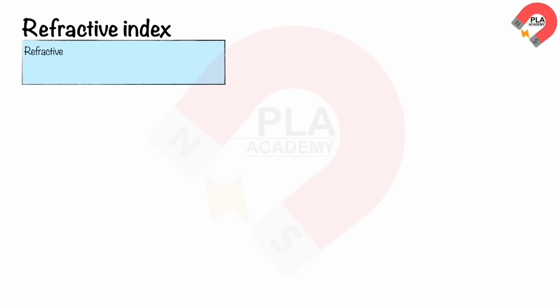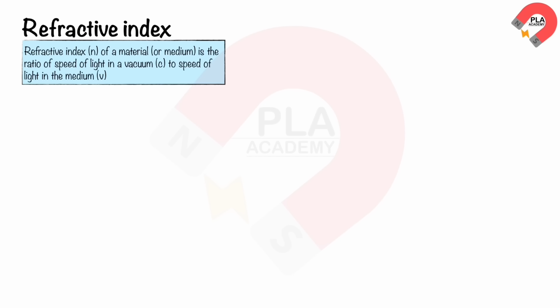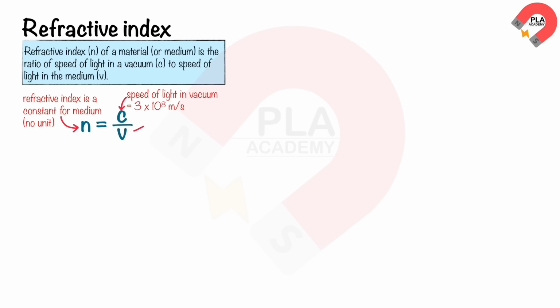Refractive index. Refractive index, N, of a material, is the ratio of speed of light in a vacuum, c, to speed of light in the material, v. We can write the equation of refractive index as N equals c over v, where N is a refractive index, which is a constant for the medium and has no unit. C is the speed of light in vacuum, which is equal to 3 times 10 to the power of 8. V is the speed of light in a medium. The refractive index of air is approximately equal to 1, because the speed of light in air is very close to the speed of light in vacuum.